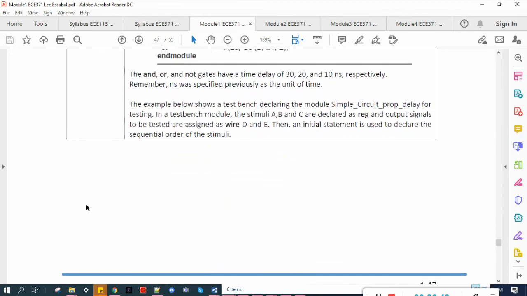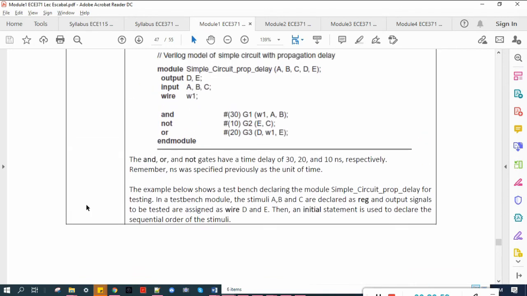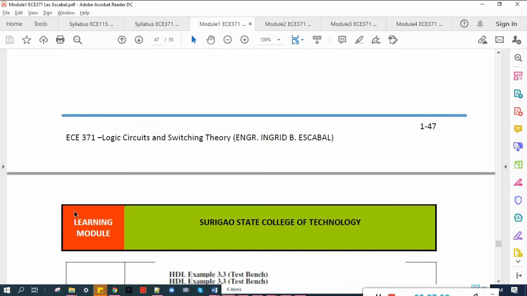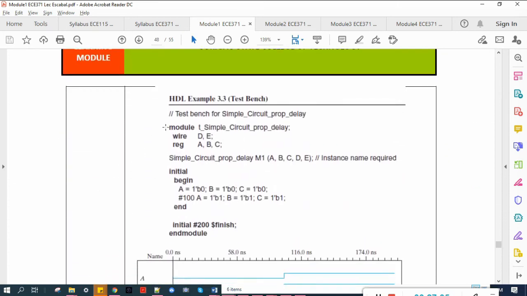The example below shows a test bench declaring the module's simple circuit prop delay for testing. In a test bench module, the stimuli A, B, C are declared. So let's take a look at the test bench example. These two forward slashes are comment directives, right? Recall that this is for a line comment. So we add this comment, test bench for simple circuit prop delay. This is our test bench.